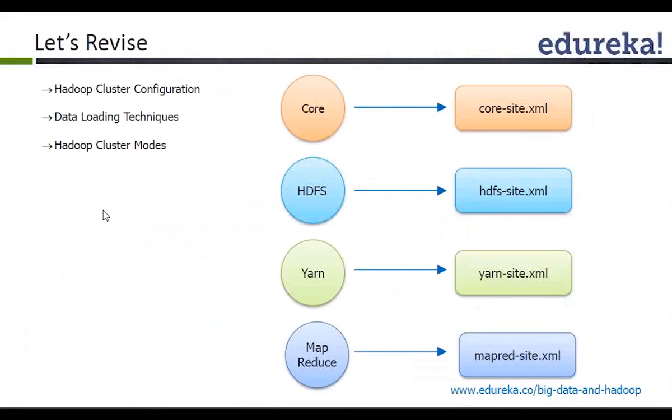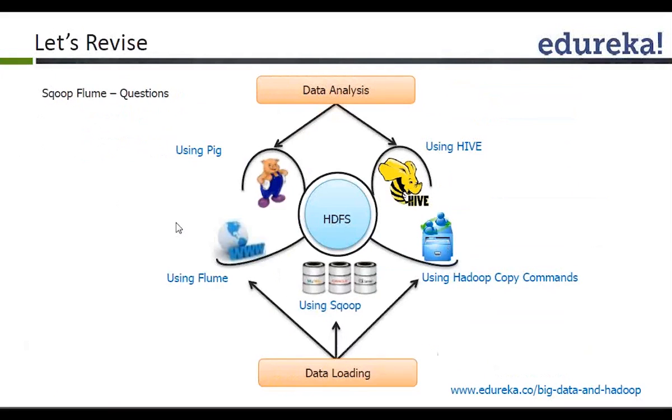We have seen what the XML files are: core-site, HDFS, yarn, and MapReduce. What are the data loading techniques? And there are three modes in which Hadoop can be deployed. What are the three modes in which Hadoop can be deployed, guys? It can be deployed in a standalone mode, in a pseudo mode, or in a fully distributed mode. So this is something that we have just seen right now.